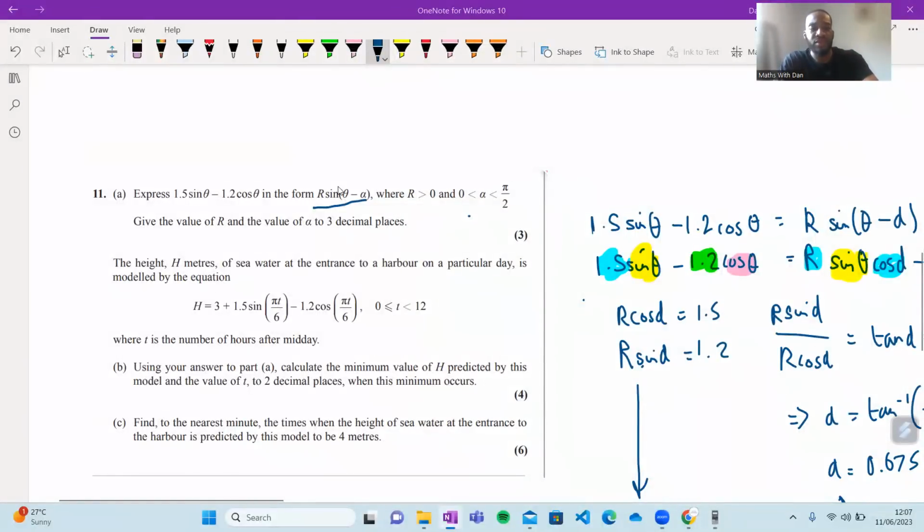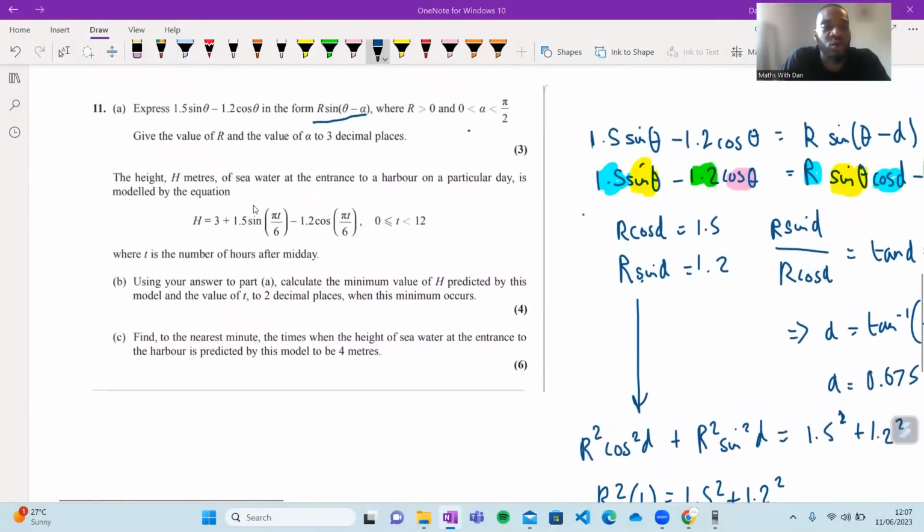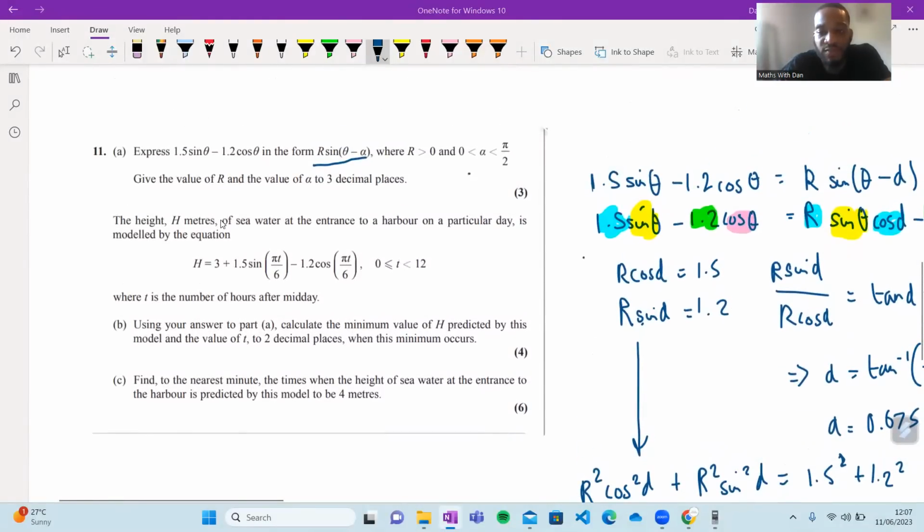Now continuing. This is the next part that they always throw at us, right? How do we find these ones? So let's read it. It says the height h meters of seawater at the entrance to a harbor on a particular day is modeled by the equation h is equal to 3 plus 1.5 sine of pi t over 6 minus 1.2, I've seen this before, where pi t over 6 is between 0 and 12 for t, where t is the number of hours after midday. Using your answers to part A, calculate the minimum value of h predicted by this model and the value of t to 3 decimal places when this minimum occurs.